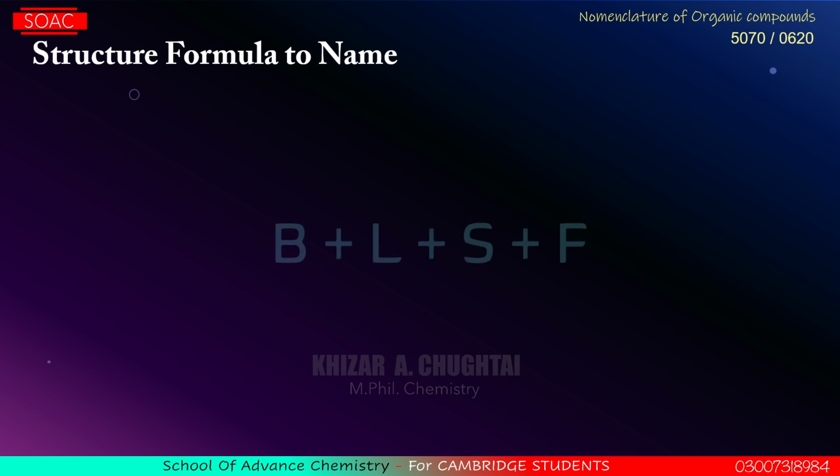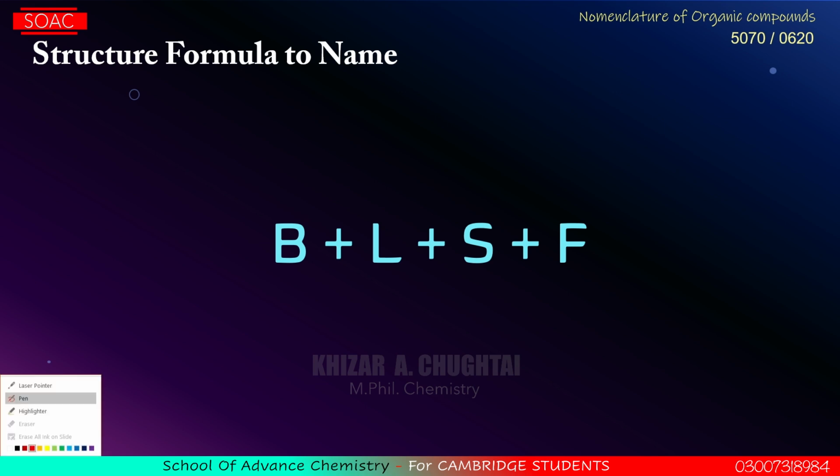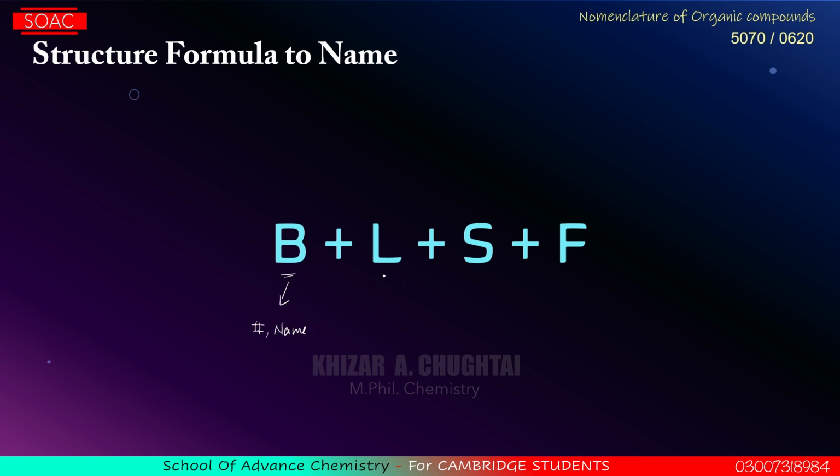I'm going to explain once again the basic parts of a name. Here are basically 4 parts as far as the O Level Chemistry syllabus or IGCSE syllabus is concerned. So basically here are 4 parts of the name of a compound. First is the branch. B for branch, we write the number of the branch, then we write the name. Number and name for the branch. Then we write the longest chain.